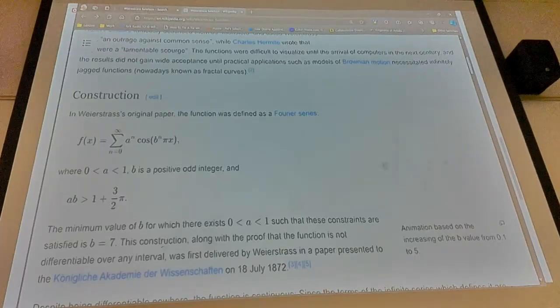Right. So the proper answer is, who cares if we ever use it? It exists and it's cool. That's the answer for mathematics.